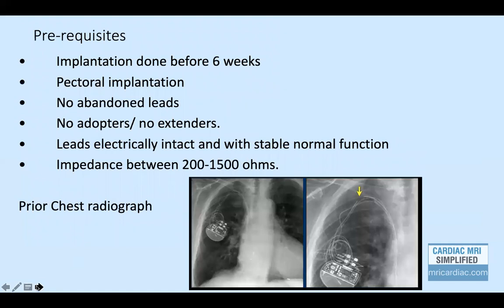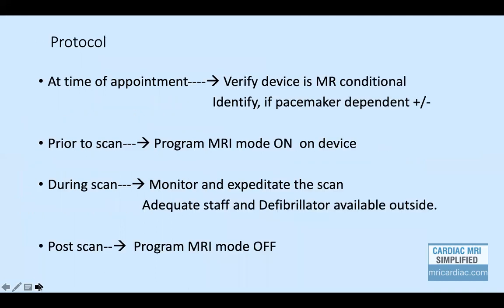It is important to make sure that implantation is done more than 6 weeks before the MRI. It is a thoracic or pectoral implantation. There are no abandoned or fractured leads, no adapters, no extenders, and the leads are electrically intact. It will be a good idea to have a prior chest radiograph. For example, this is a lead fracture which can be seen.